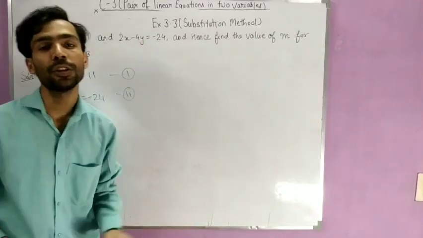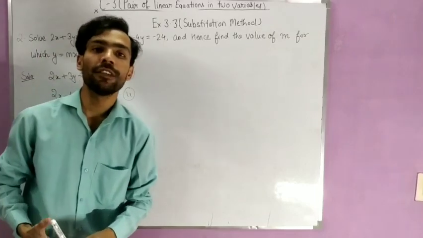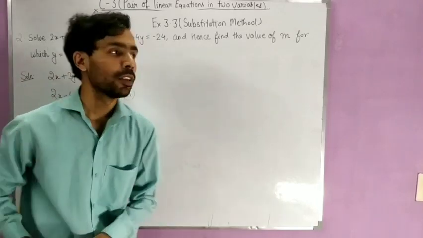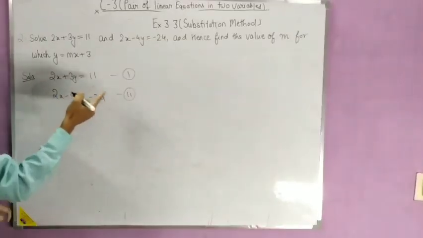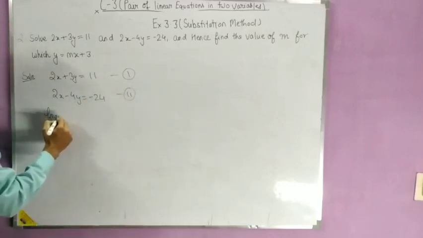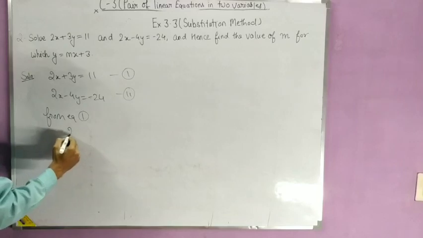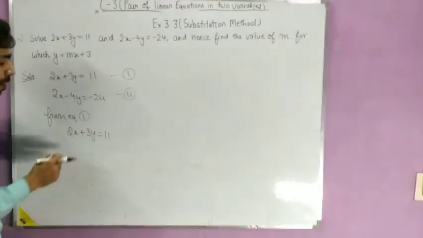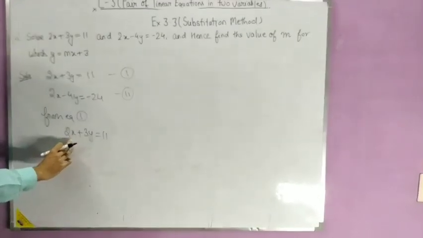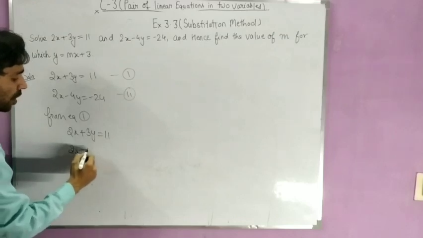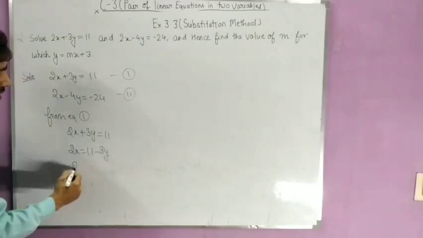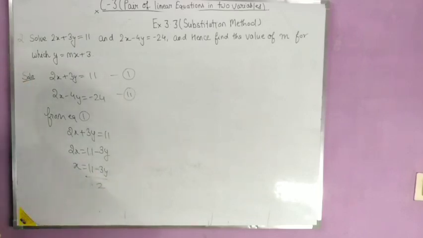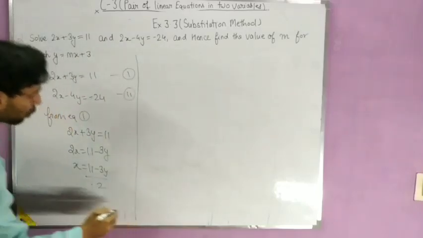Now by the help of the substitution method, we will take out the value of one variable from one equation and put the value of that variable in the next equation. So from these two equations I am taking equation number 1: 2x plus 3y equal to 11. Now I will take out the value of x from this equation. So 2x will be equal to 11 minus 3y, so x equal to (11 minus 3y) upon 2.